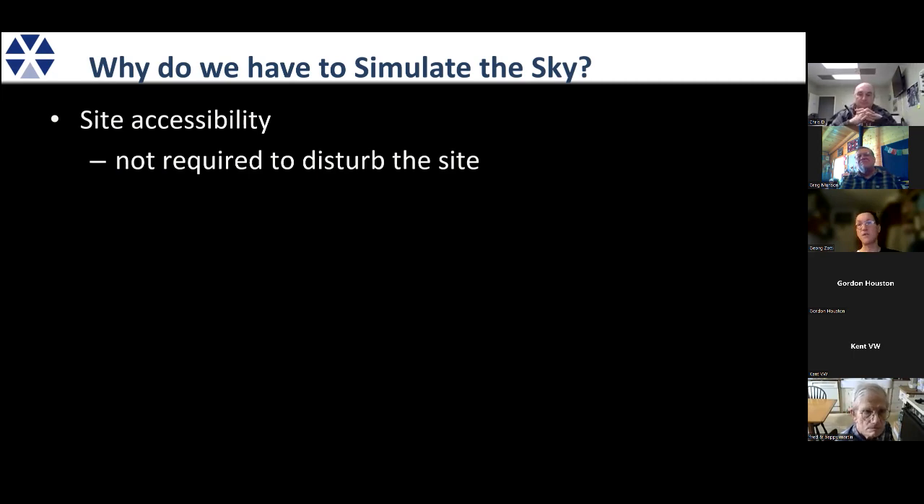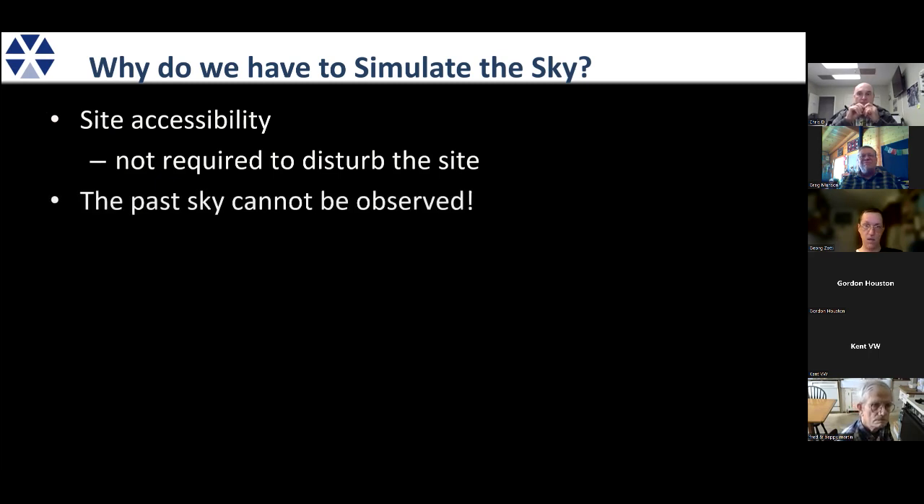Why do we have to simulate the sky? First of all, site accessibility. It's not possible to go onto every site all the time and go there frequently. It's possible that the site is fragile, so you should take care of the site and not step on every stone. And the much more critical thing is the past sky. Things that were centuries or millennia in the past cannot be observed.